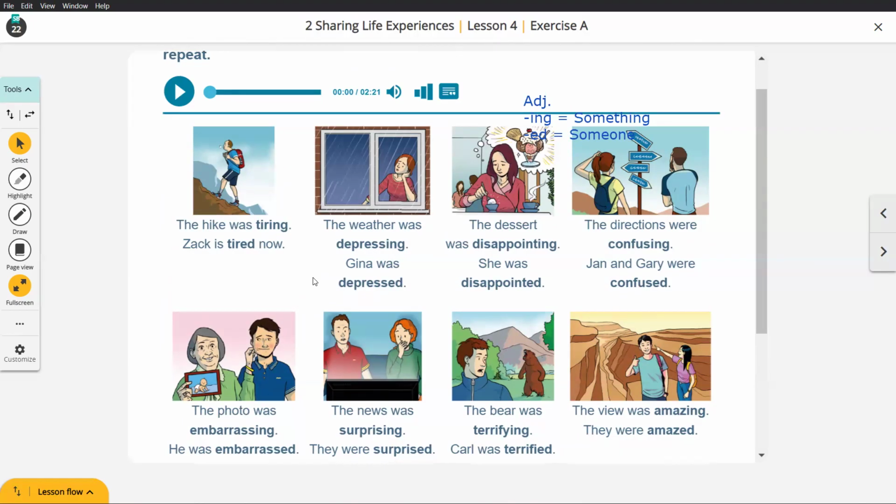Depressing. Oh, whole sentence. Whole sentence. The weather was depressing. Continue. And Gina was? Gina was depressed. Excellent.